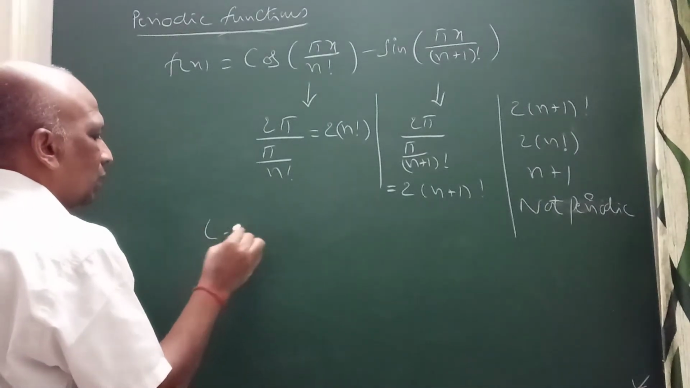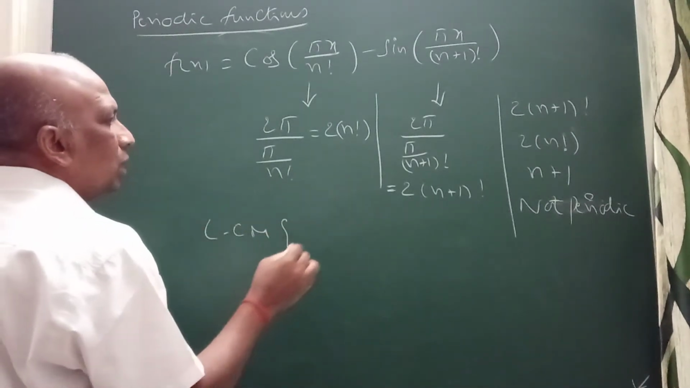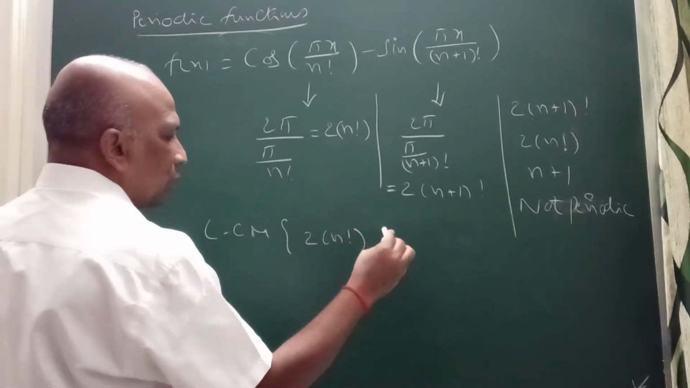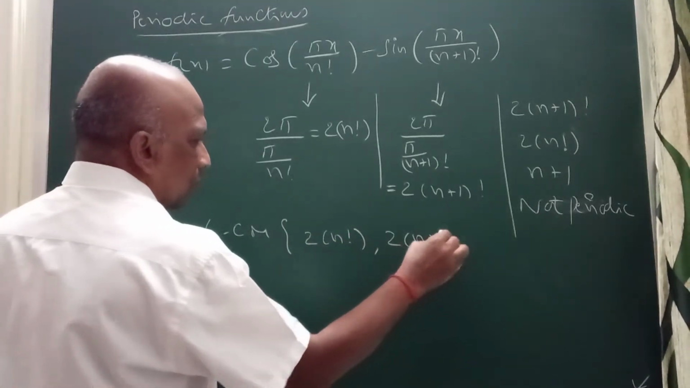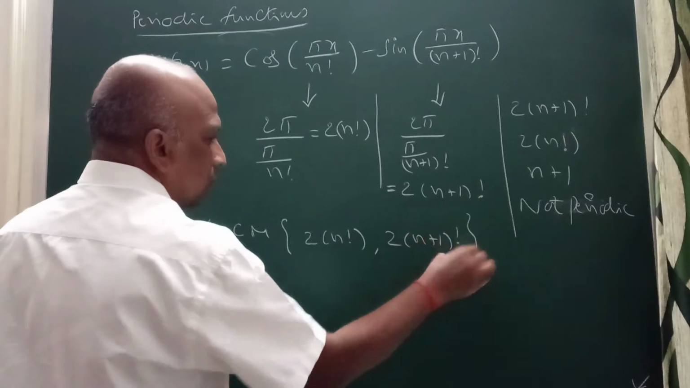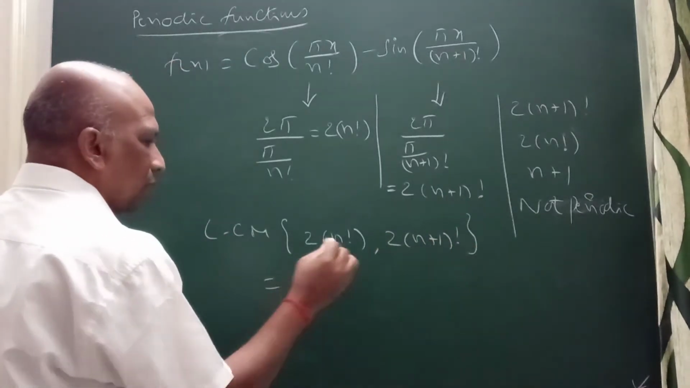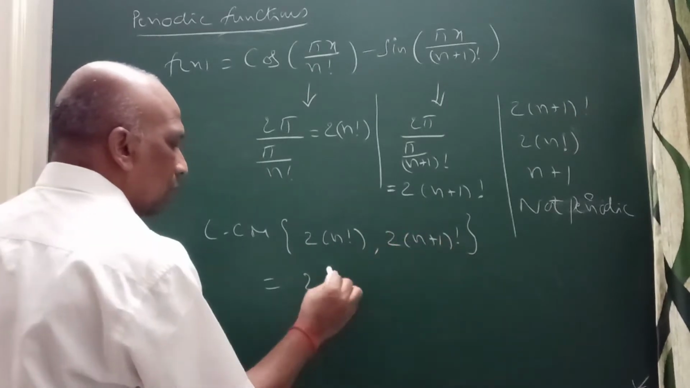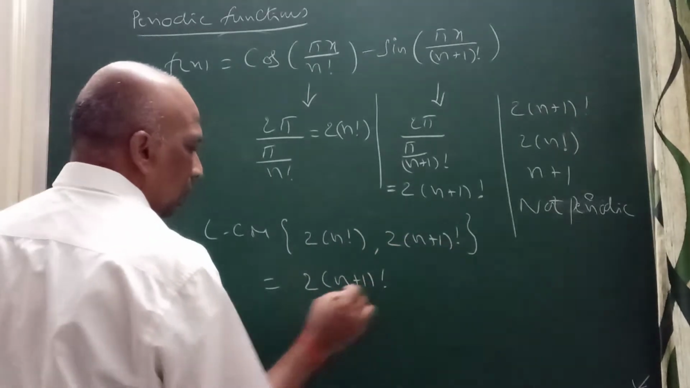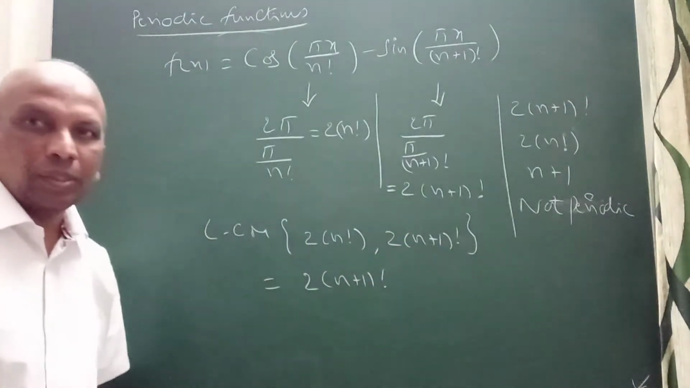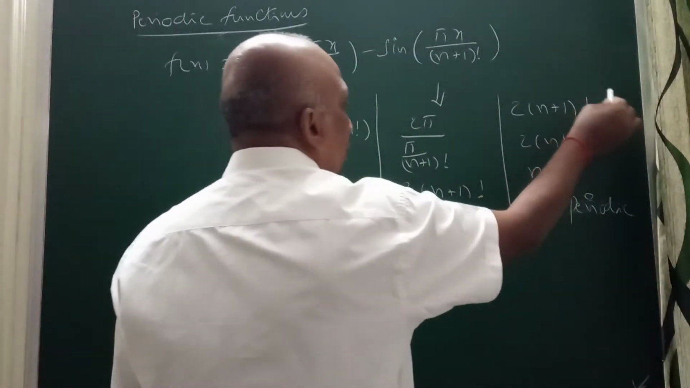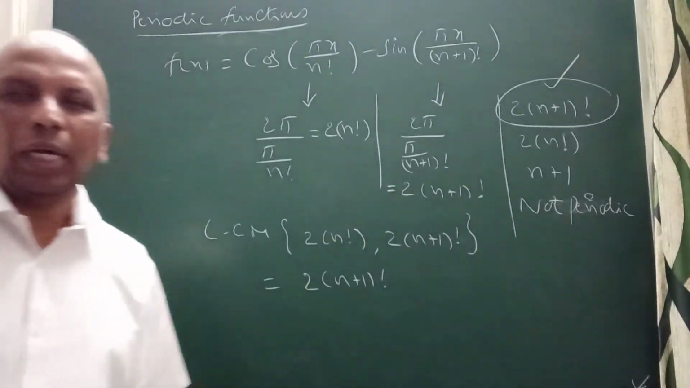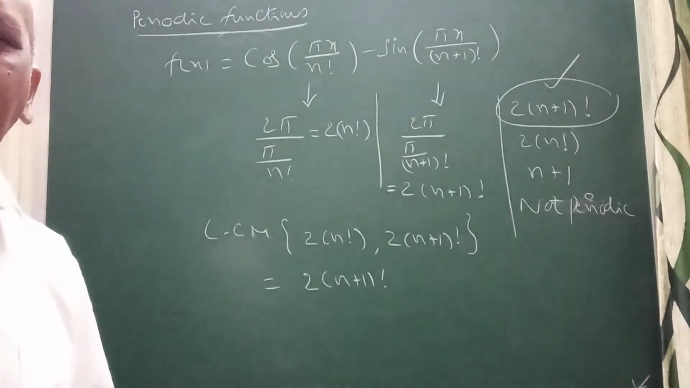So I can take the LCM of 2 into n factorial and 2 into n plus 1 factorial. Correct? If you take the LCM of this, the factorial notation LCM is 2 into n plus 1 factorial. So this is the period of f of x. This is your answer, right? 2 into n plus 1 factorial.